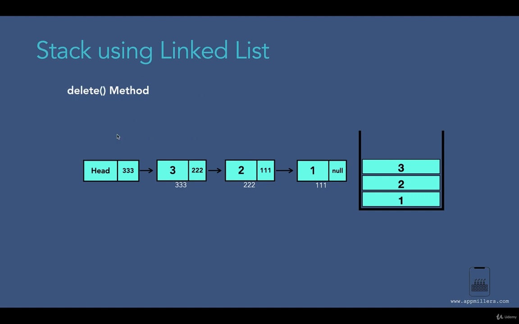Now the next operation is the delete method. We know that the delete method in a stack is responsible for deleting the stack from the memory. If we want to delete the stack from the memory in case of a linked list, all we have to do is set the head reference to null. If we set the head reference to null, all elements become eligible for garbage collection, so the garbage collector will come and destroy these elements from the memory.